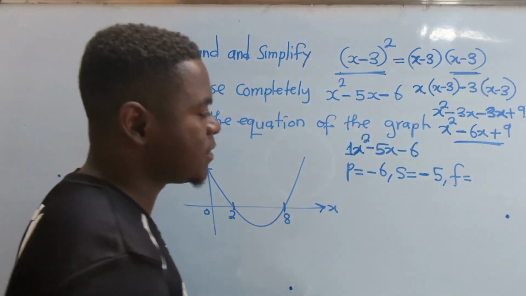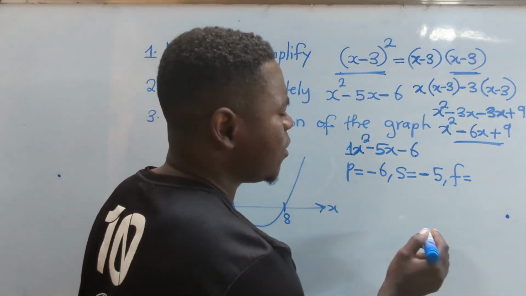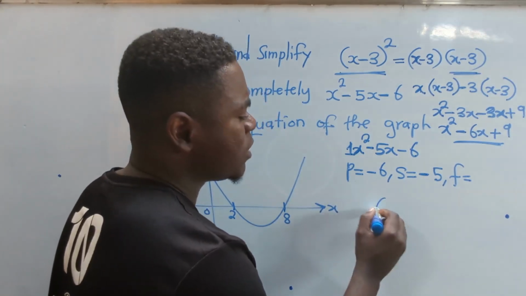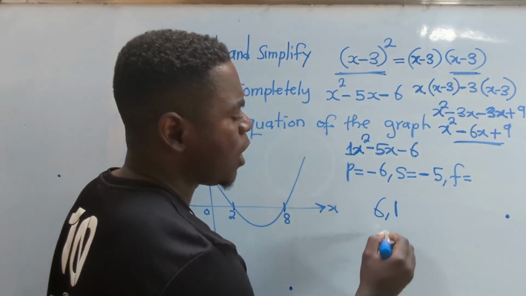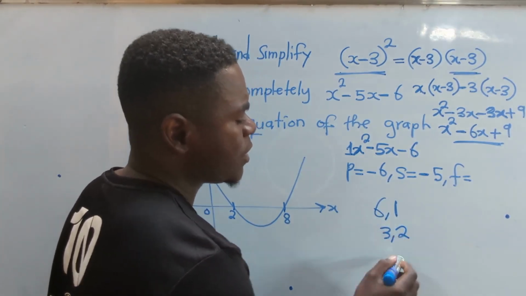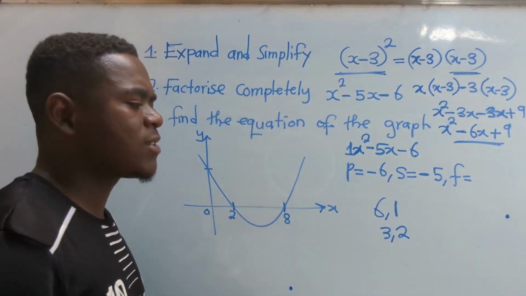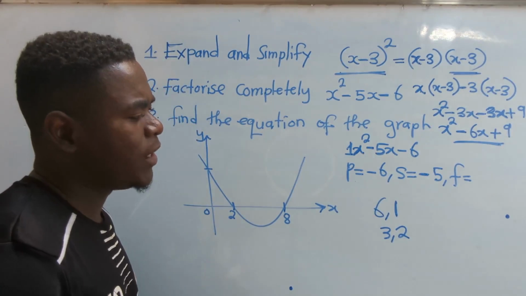So I say this is the same as what? I say, okay, what numbers can I multiply to get 6? We've got 6 times 1. We've got 3 times 2. These are the numbers that we can multiply to get 6. You ask yourself, okay, which one am I going to get?